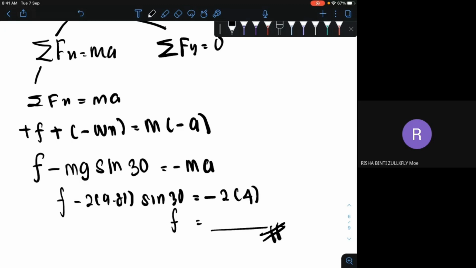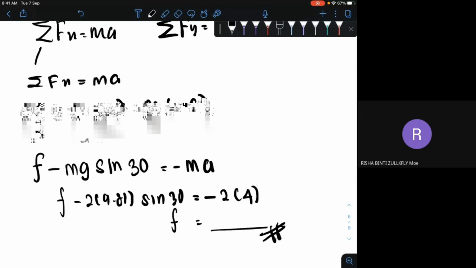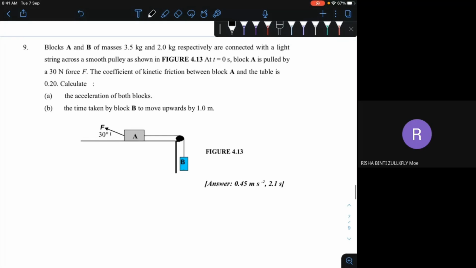Alright, and then kita akan tengok soalan 9. Okay, soalan ni agak mencabar. Satu, memang sebab kita ada dua objek, and then kita ada external force yang berbentuk beginilah.